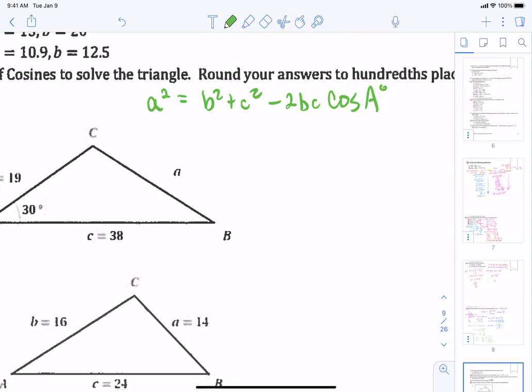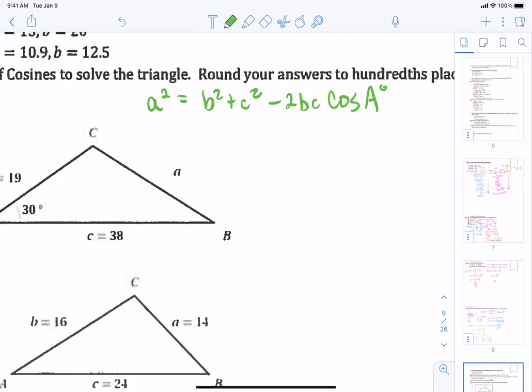Now, this is the key to make this work. These two go together. So if you start out with A squared, you're going to end with cosine of A. If you start out with B squared, you're going to end out with cosine of B. These two match what is sitting next to the negative 2.